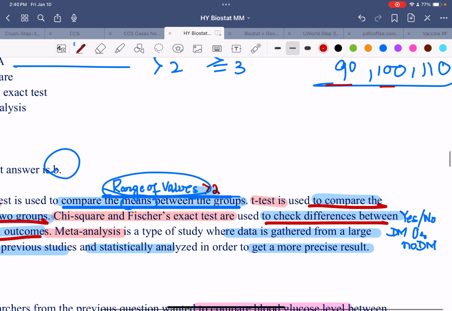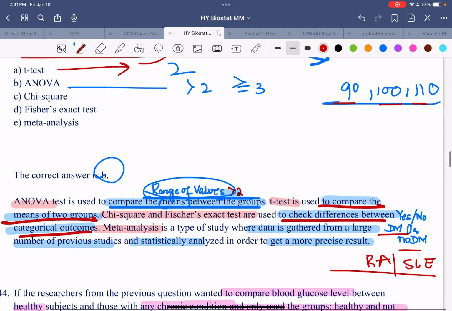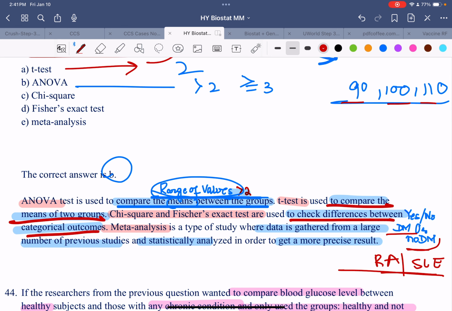Whereas if you want to check the differences between categorical outcomes, like suppose instead of measuring the glucose in the form of 90, 110, they just said that okay, we are going to measure it like diabetic, non-diabetic, and then we are going to compare it either in different chronic conditions, or we are just going to compare RA and SLE, right? So if they were to just consider two groups and then they had a categorical outcome. What is a categorical outcome? Yes or no outcome, diabetes or no diabetes.